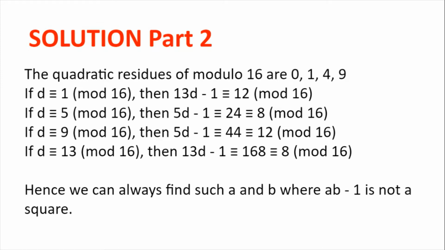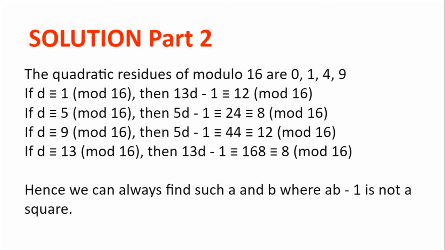Again, not a square. If D is 9 modulo 16, then 5D minus 1 is 45 minus 1, which is 44, or 12 modulo 16. And if D is 13 modulo 16, then 13D minus 1 is 169 minus 1, which is 168, or 8 modulo 16, again not a square.